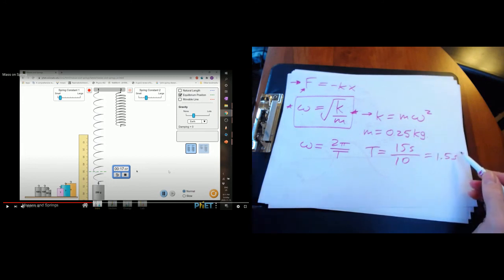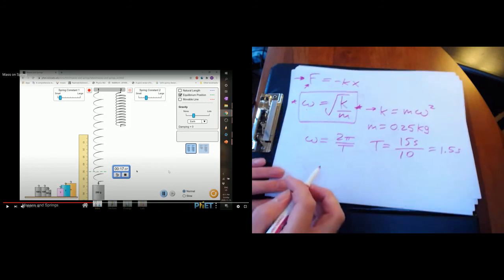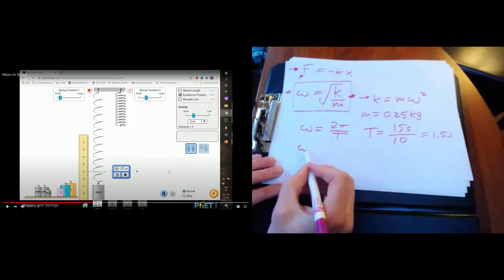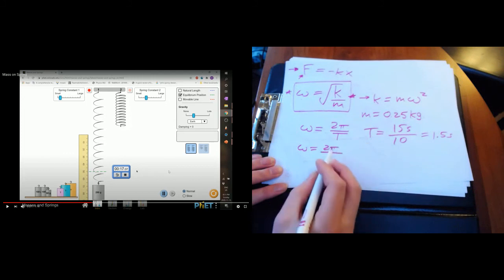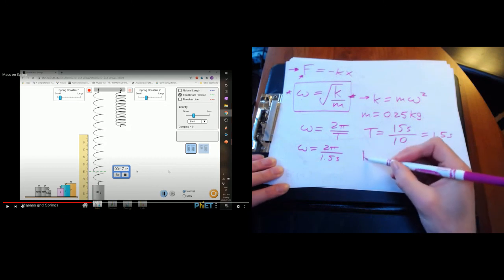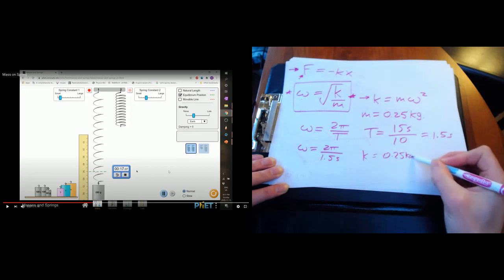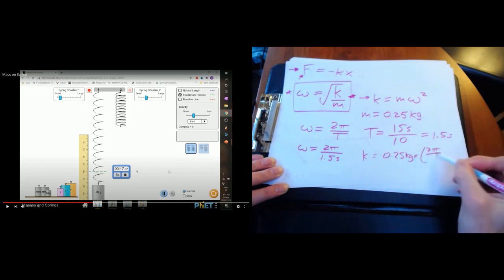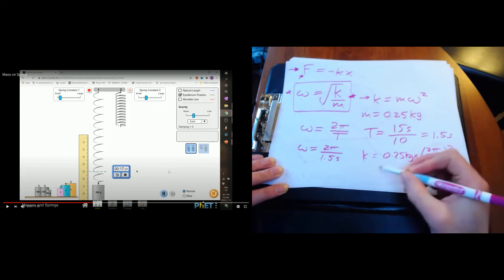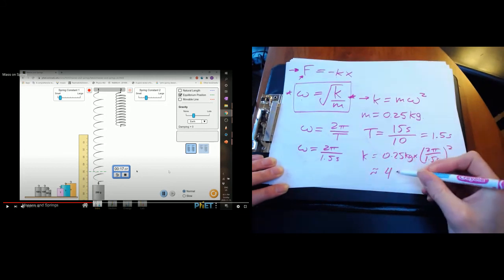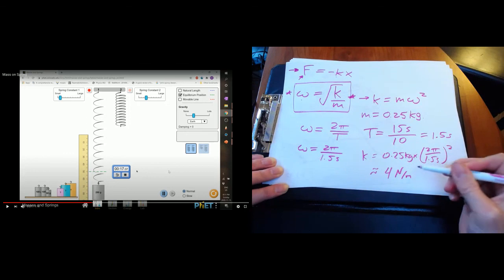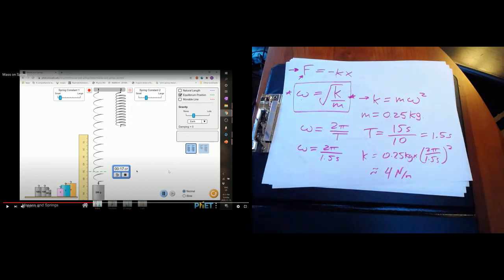So it's more accurate to count the total time for a larger number of oscillations, and that gave me around 1.5 seconds for the period. Now we're in good shape, because we can calculate omega as 2 pi over 1.5 seconds. Then K is equal to m omega squared, so 0.25 kilograms times 2 pi over 1.5 seconds, squared. That ends up giving us approximately 4 newtons per meter. It's a little bit larger than 4 newtons per meter.